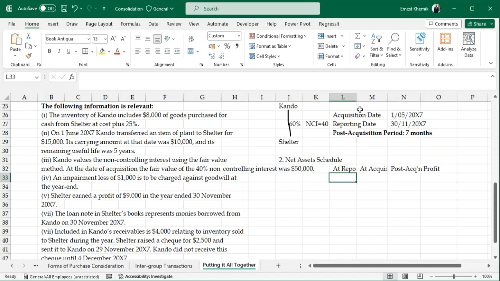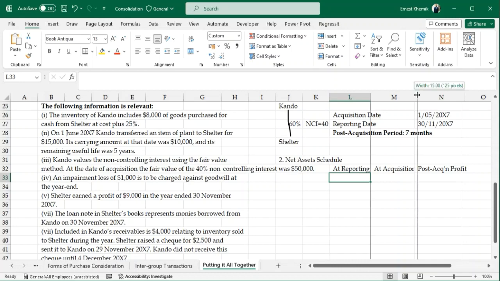Whatever you see, the idea is the same. You can see post acquisition profit, post acquisition reserve, or post acquisition movement. It is talking about the same thing. Okay, so we have here, I don't want to expand it too much.